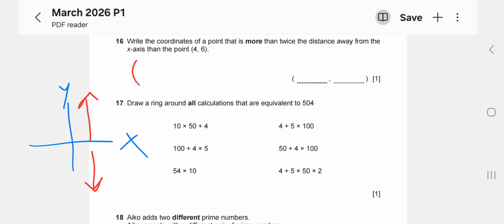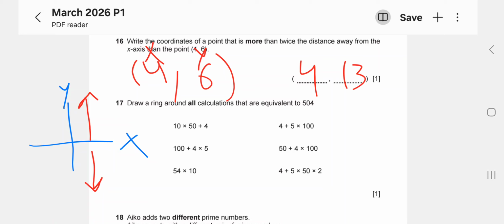What is the y here? 4 and 6. 4 is the x, 6 is the y. I will change y twice away. More than twice, so the twice of 6 is 12. If something is more than, it would be, for example, 4 and 13. It could also be in the negative, away from 6.